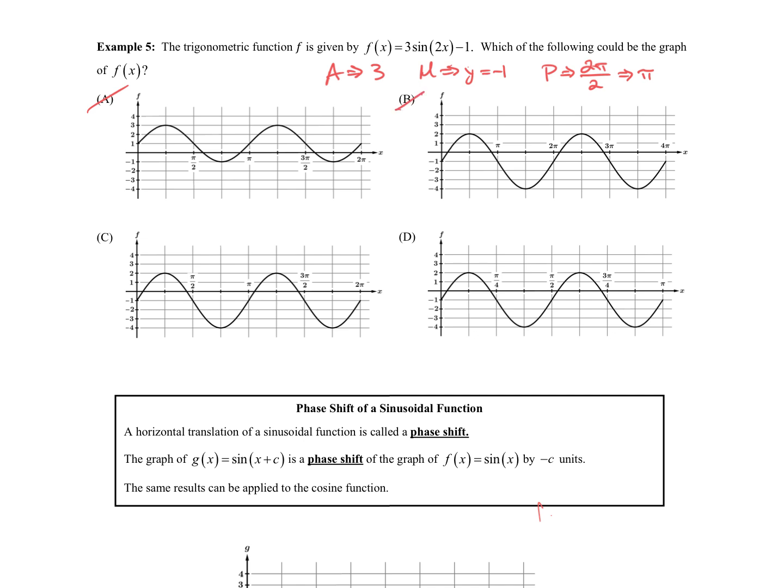Does it have an amplitude of 3? Yeah. Does it have a midline of negative 1? Does it have a period of pi? Yeah. So that one must be it.